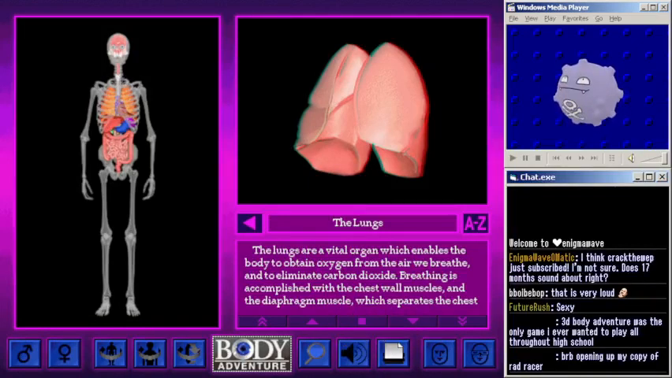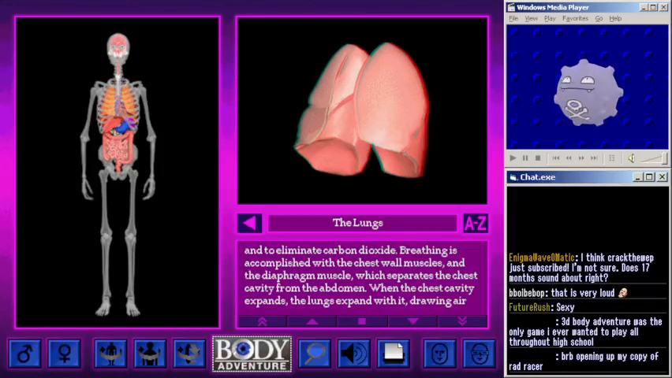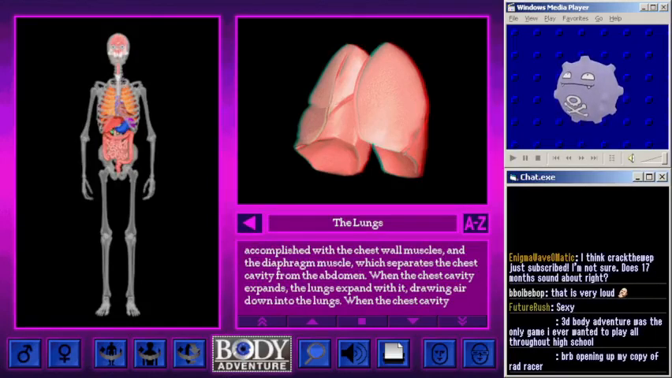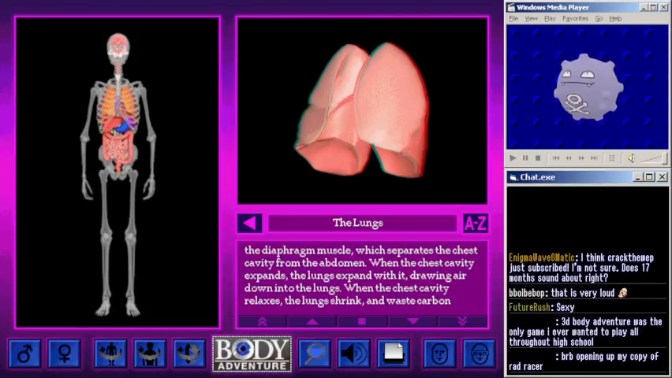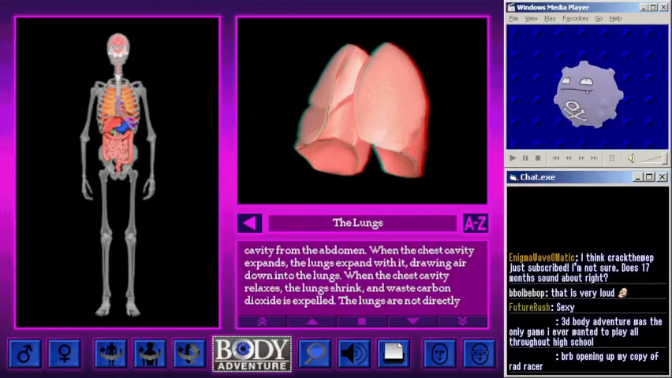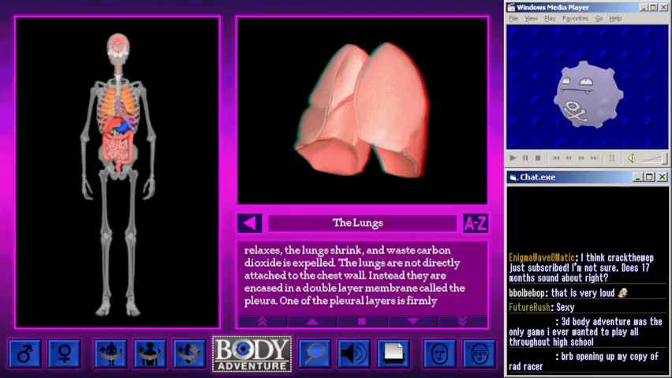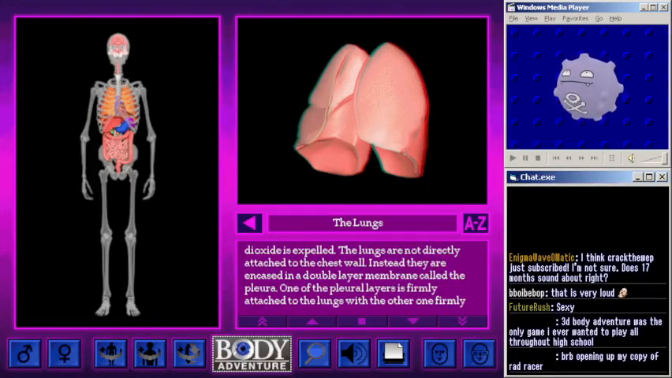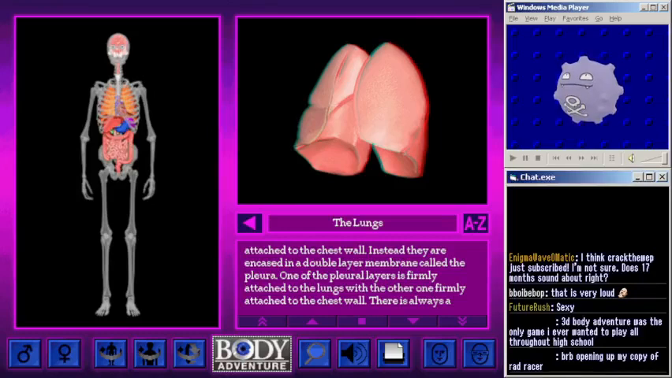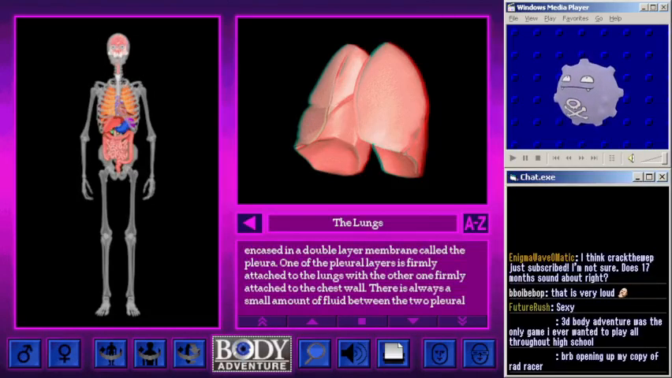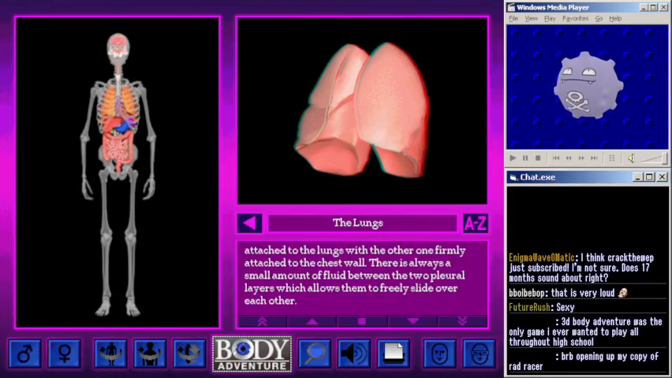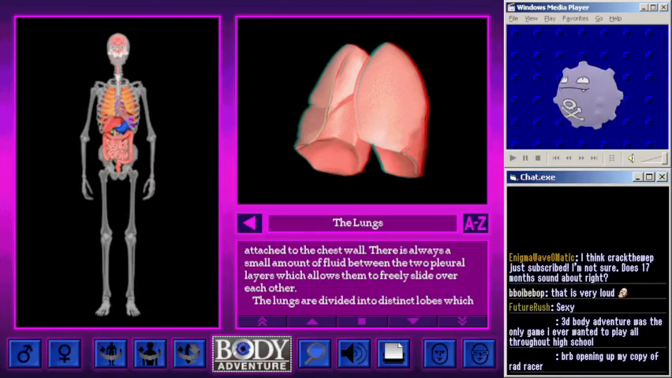It'll talk to us. The lungs are a vital organ which enables the body to obtain oxygen from the air we breathe and to eliminate carbon dioxide. Breathing is accomplished with the chest wall muscles and the diaphragm muscle, which separates the chest cavity from the abdomen. When the chest cavity expands, the lungs expand with it, drawing air down into the lungs. When the chest cavity relaxes, the lungs shrink and waste carbon dioxide is expelled. The lungs are not directly attached to the chest wall. Instead, they are encased in a double-layer membrane called the pleura. One of the pleural layers is firmly attached to the lungs, with the other one firmly attached to the chest wall. There's always a small amount of fluid between the two pleural layers, which allows them to freely slide over each other.